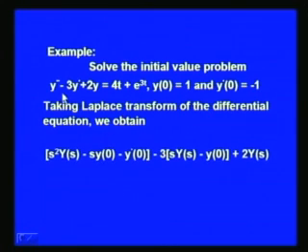Now, we will take the Laplace transform of the given differential equation on both sides. When we take the Laplace transform of y'', what we get is s squared Y(s) minus s y(0) minus y'(0) using theorem 2, and then minus 3 times the Laplace transform of y' will become s into Y(s) minus y(0), plus 2 times the Laplace transform of y will become Y(s), and this is equal to 4 times the Laplace transform of t, that is 1 by s squared, plus the Laplace transform of e to the power 3t, that is 1 over s minus 3.